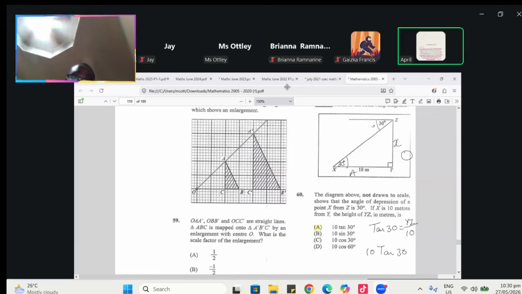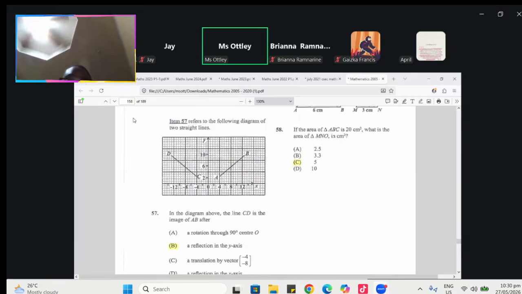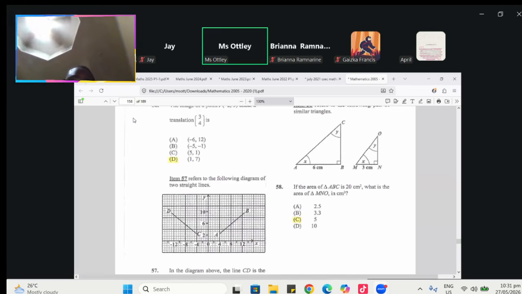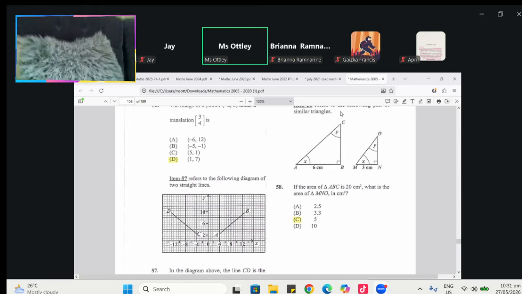Let's go over question 58. I believe this is about to finish now. I think this should be the last paper. So in question 58, we can see that between triangles ABC and triangles MNO, the scale factor is 2, right? You see that?